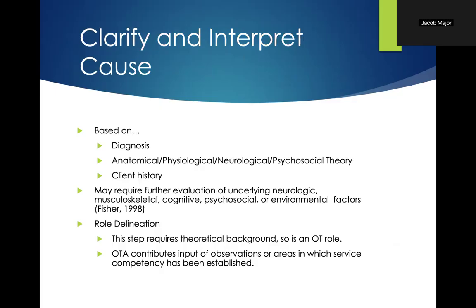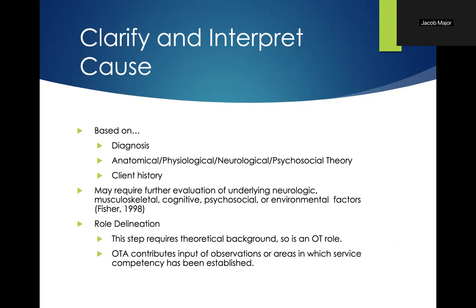Then we're going to clarify and interpret the cause. So these are typically based on the patient's diagnoses. It could be some anatomical, physiological, neurological, or psychosocial theories as far as what's going on with the client. We're also looking at the client's history. Client's history can also lead to some answers as well. This may require further evaluation of underlying neurological, musculoskeletal, cognitive, psychosocial, or environmental factors.